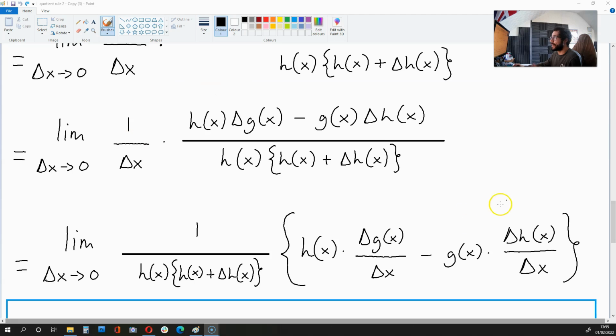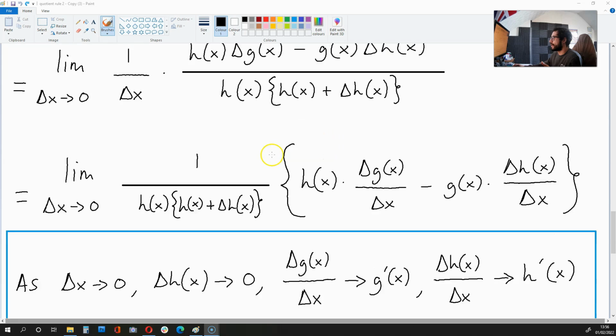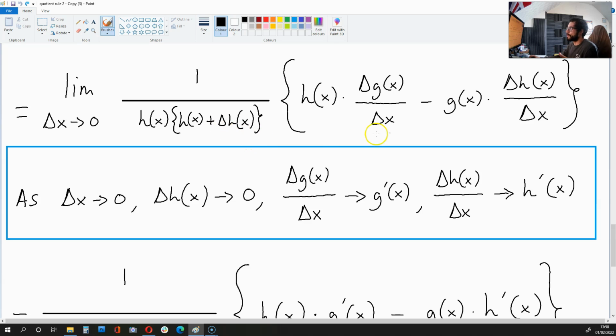Now let's tidy this up, okay? What we're going to do is multiply 1 over change in x by this numerator over here. So we get this in brackets above this over here, okay? Which is very useful. And from this point over here, we're ready to get the quotient rule.